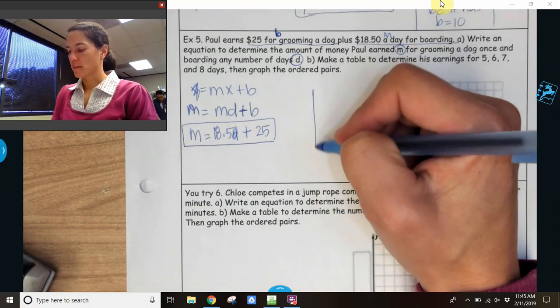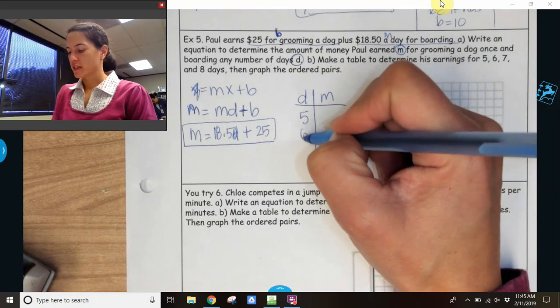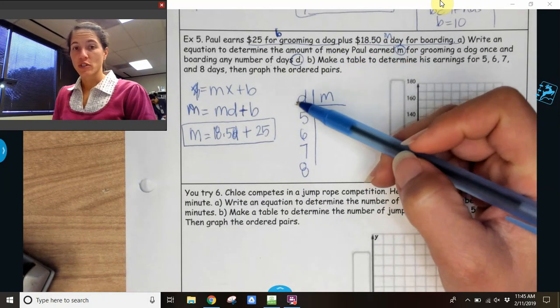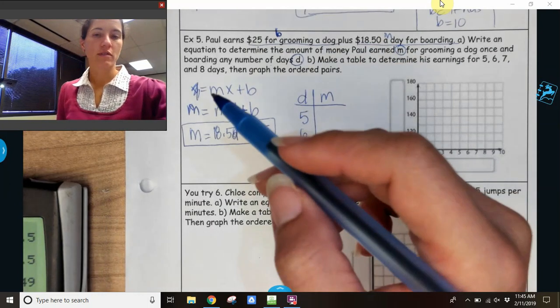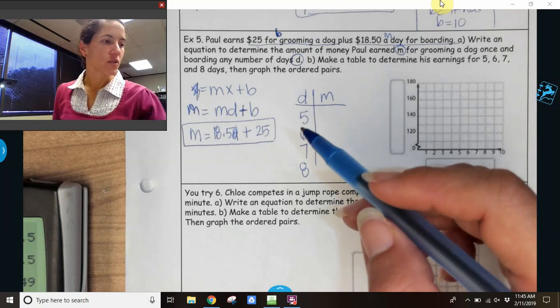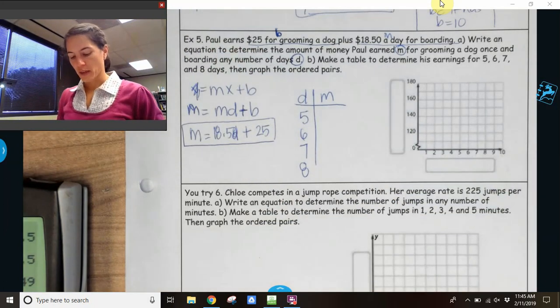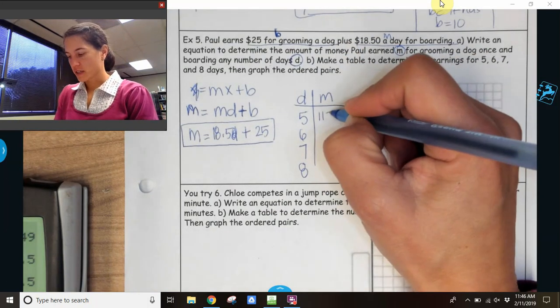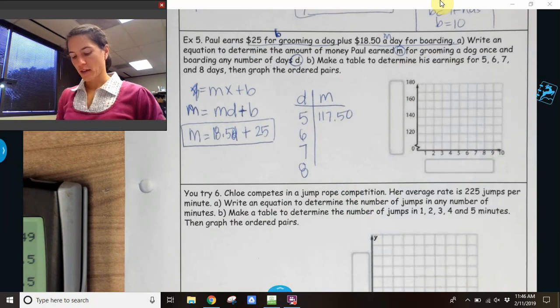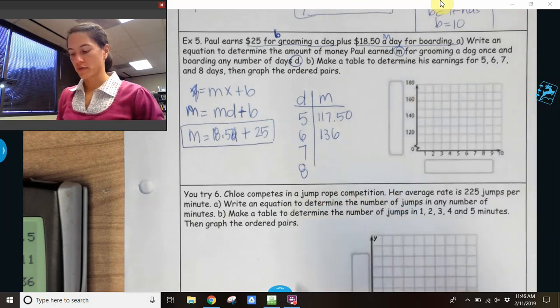Make a table to determine his earnings for days. So 5, 6, 7, and 8. You would just plug those in to get your values, and I've already done this one. So where did I do this one? Okay, well now I can't find it. So $18.50 for 5 days plus 25 is $117.50. Is 136. I'm plugging these numbers into the number of days.